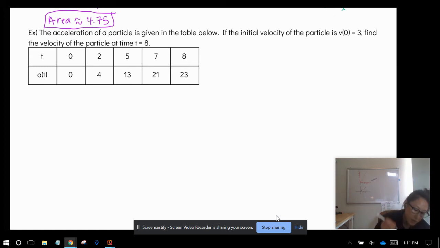So you don't know this, but what we need to do is, we know that velocity is the integral of acceleration. So I'm going to take the integral of acceleration. So I need to find the area underneath the curve, or the area of a of t. And when I do that, I get the velocity of t, but also, remember, I have to add my constant of integration.